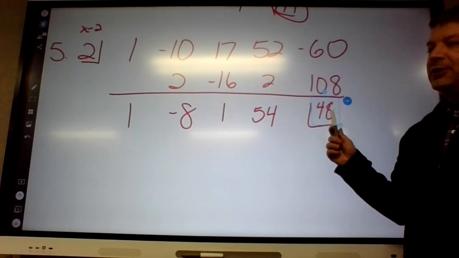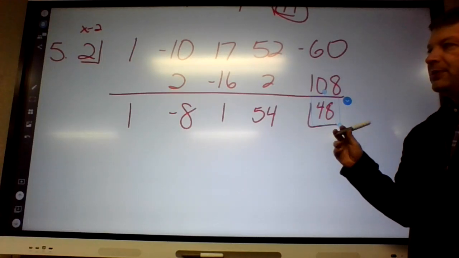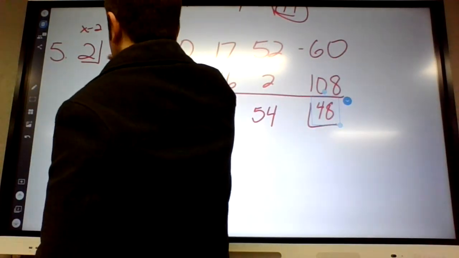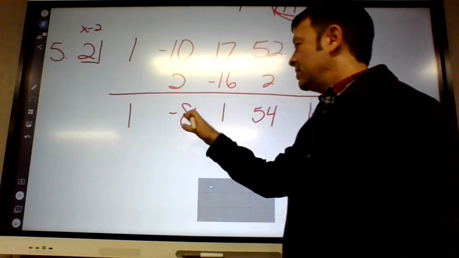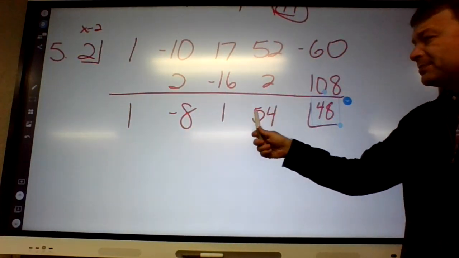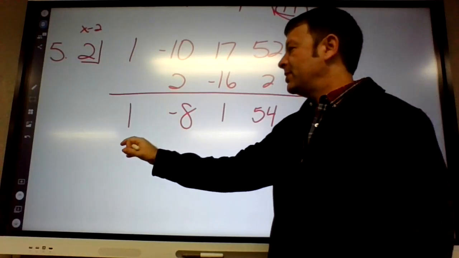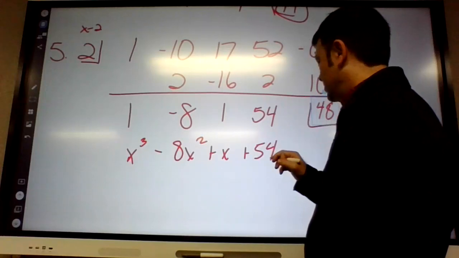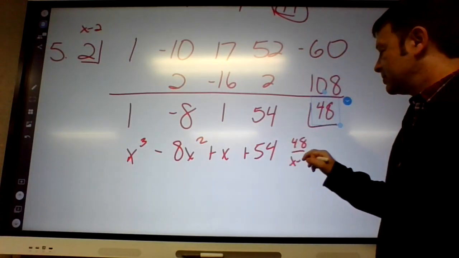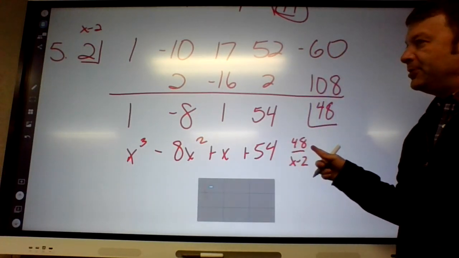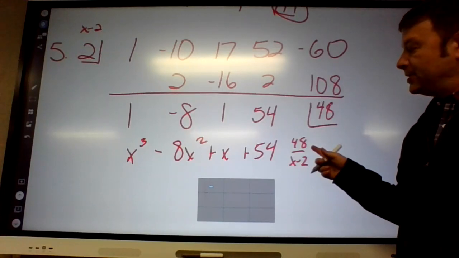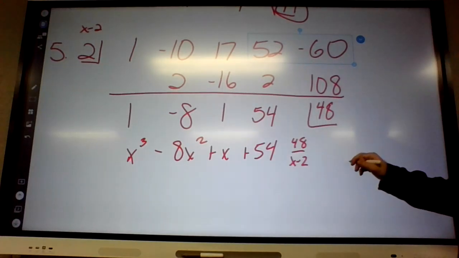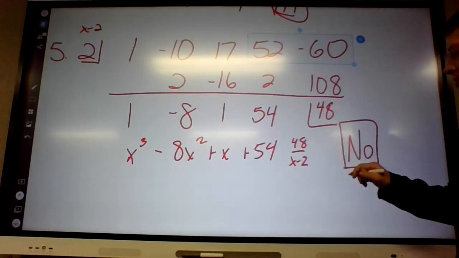If the remainder is anything besides 0, so basically what we just did was divide the giant x to the 5th or whatever by x minus 2. This is kind of the answer to that: x cubed minus 8x squared plus x plus 54, and the remainder is 48. But if it has a remainder when you divide, that means it did not divide evenly, and therefore x minus 2 is not a factor of this thing. So we're just going to put no.